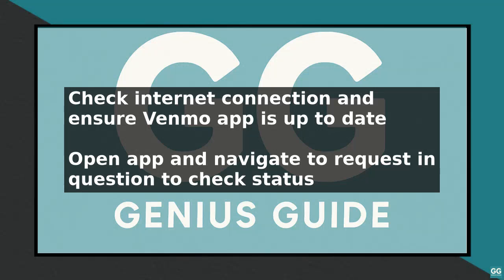To troubleshoot a Venmo request, start by checking your internet connection and ensuring that the Venmo app is up to date. Open the app and navigate to the request in question. Check the status of the request to see if it has been completed, declined, or is still pending.